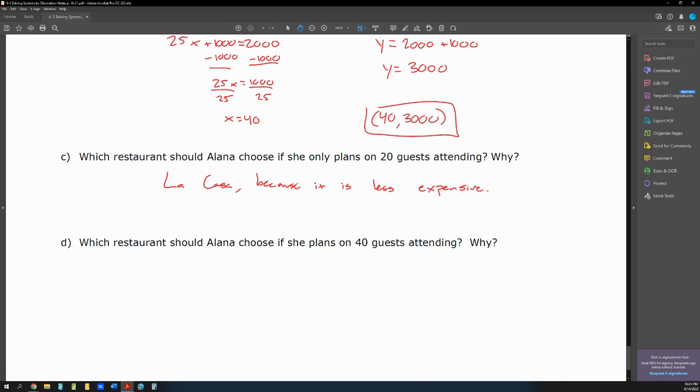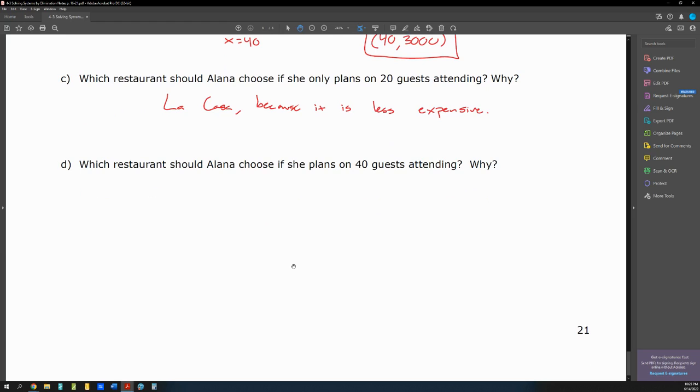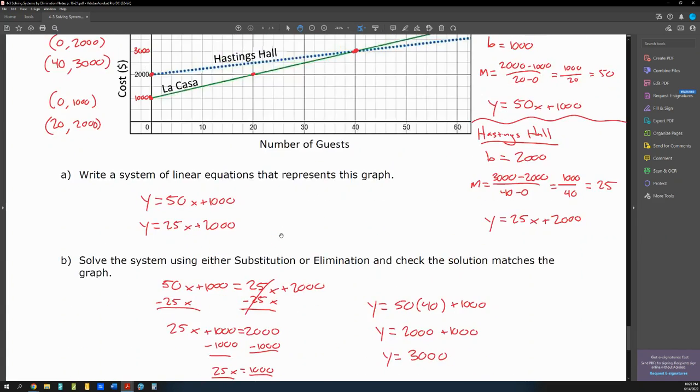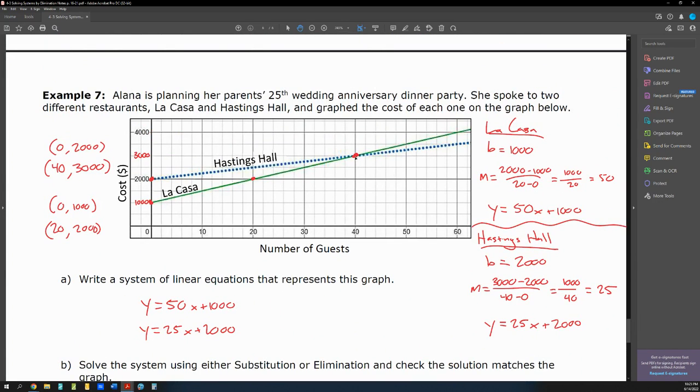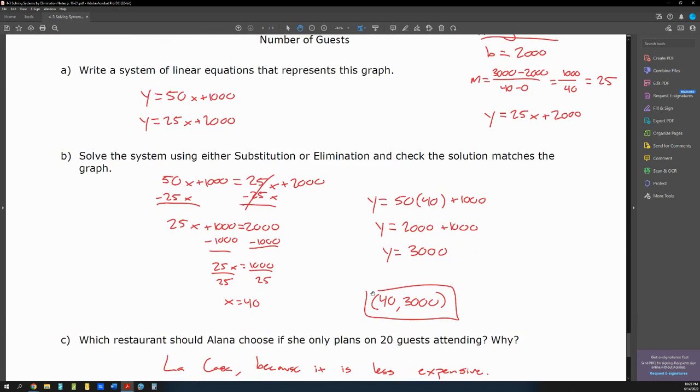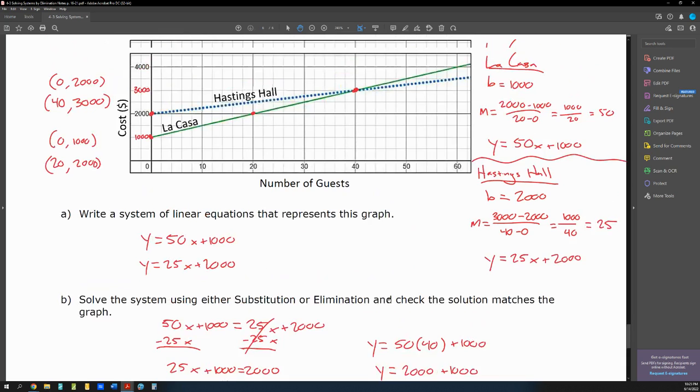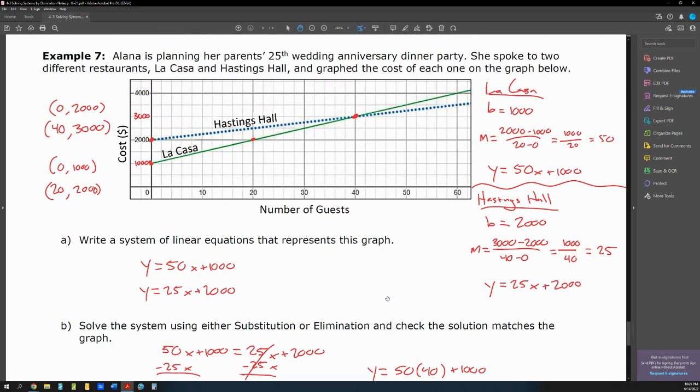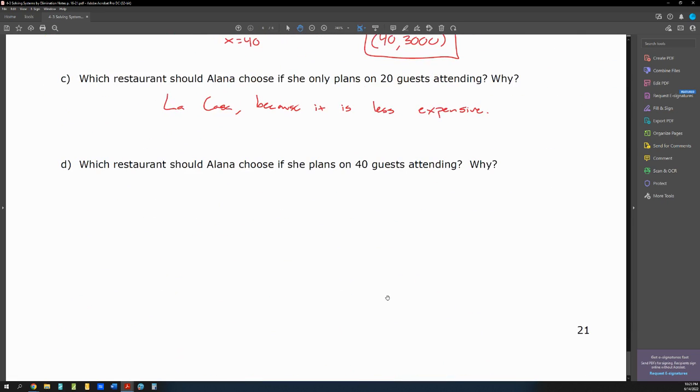Which restaurant should Alana choose if she plans on 40 guests attending, and why? At this point, let's take a look at the graph. At 40 guests, it looks like they are equal. In fact, these are where the lines cross. We verified that this is the solution to the system when we solved this using the substitution method. At 40 guests, they're going to have the same cost of $3,000. So it's totally up to Alana. She can choose either. So either restaurant.